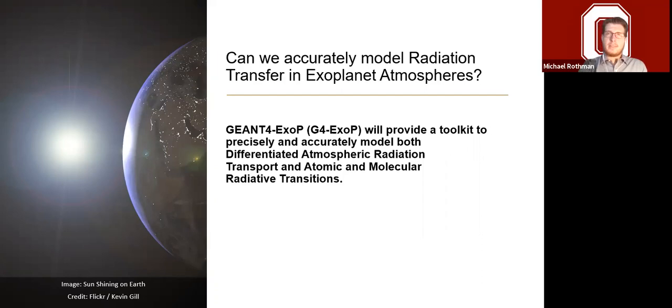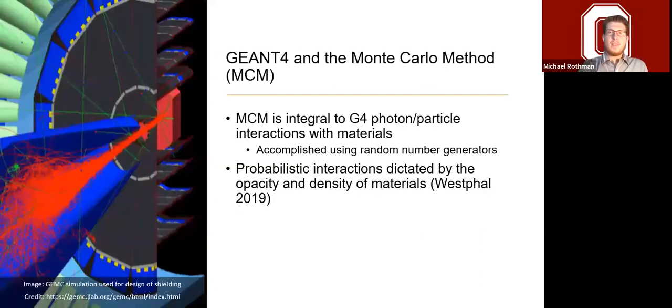It does this by simulating passage of stellar radiation fields through exoplanet atmospheres, generating absorption and emission spectra, which are analyzed and abundances characterized. As I said, GN4 EXOP is based on GN4, which uses the Monte Carlo method as the foundation of its event processes. Generally, the Monte Carlo method relies on repeated random sampling to obtain numerical results for potentially deterministic problems. GN4 accomplishes this by using random number generators.